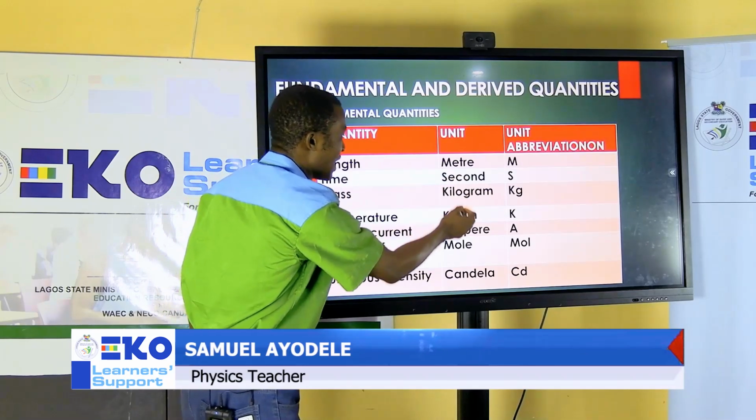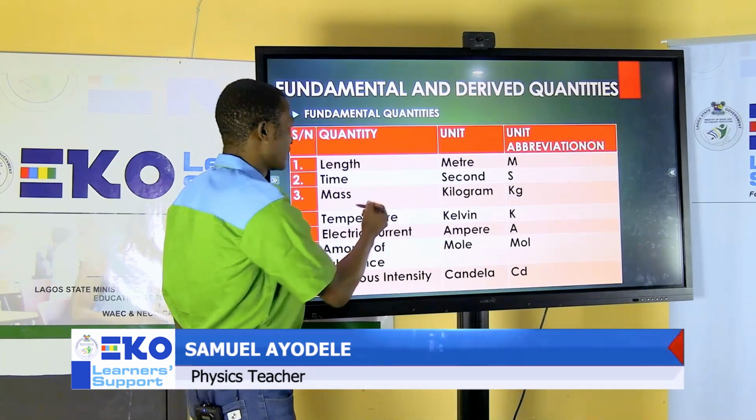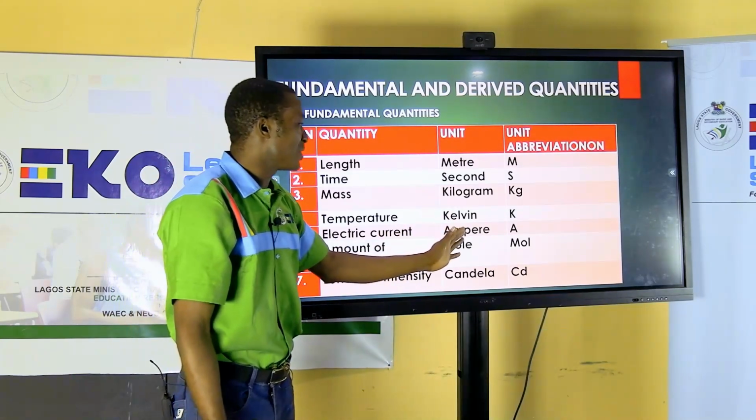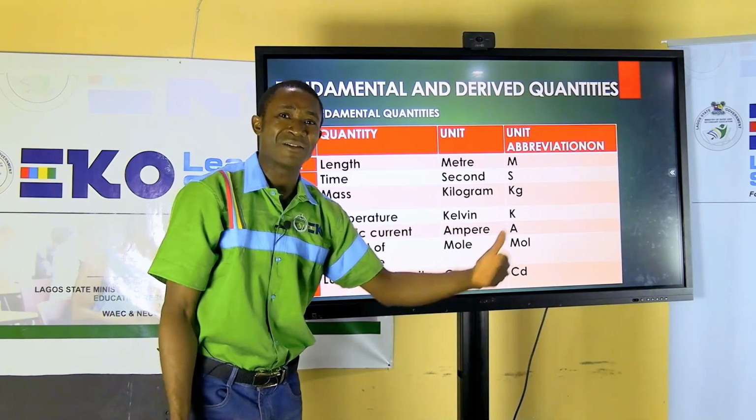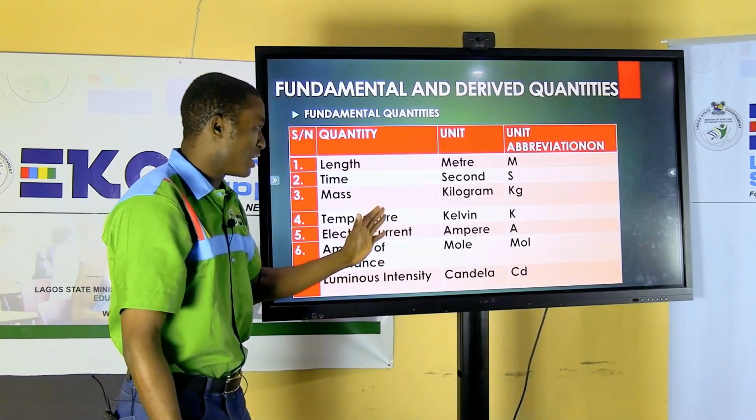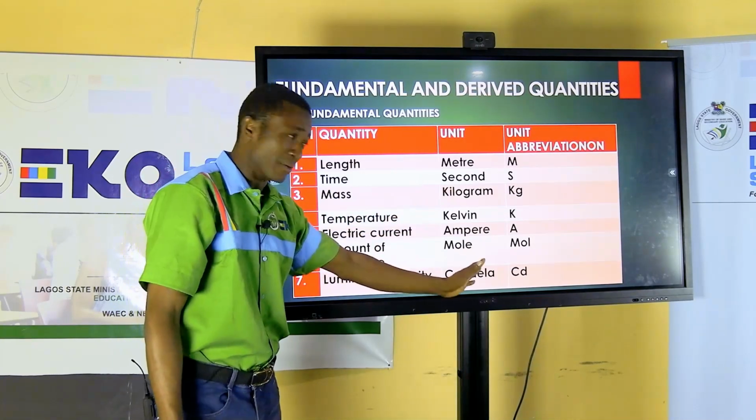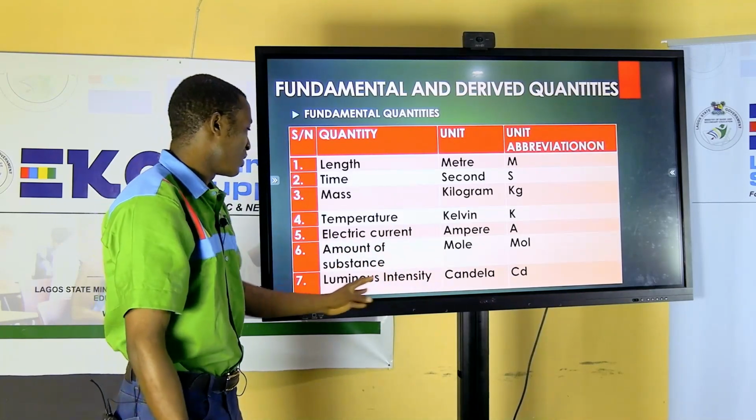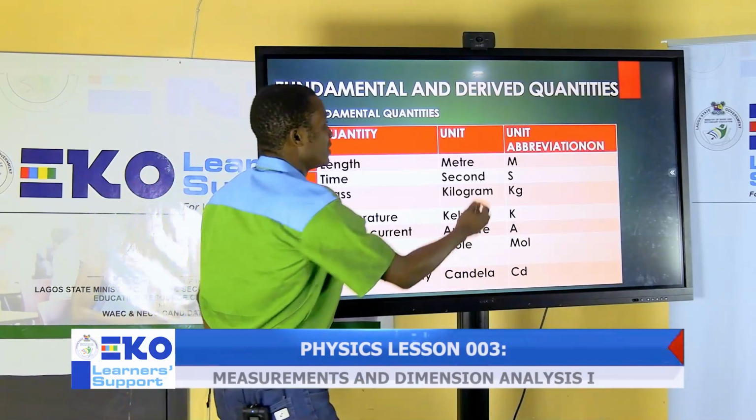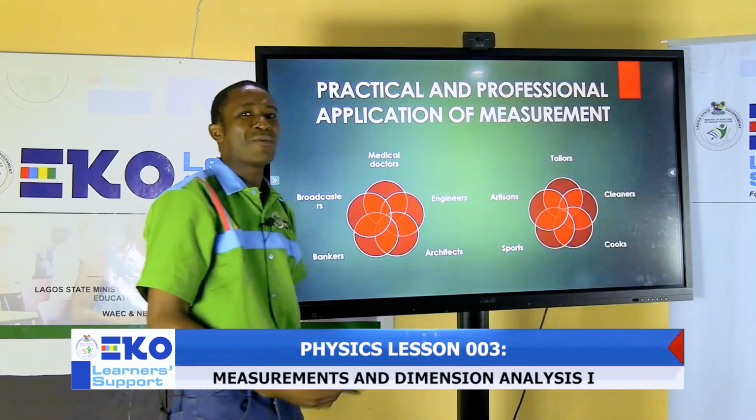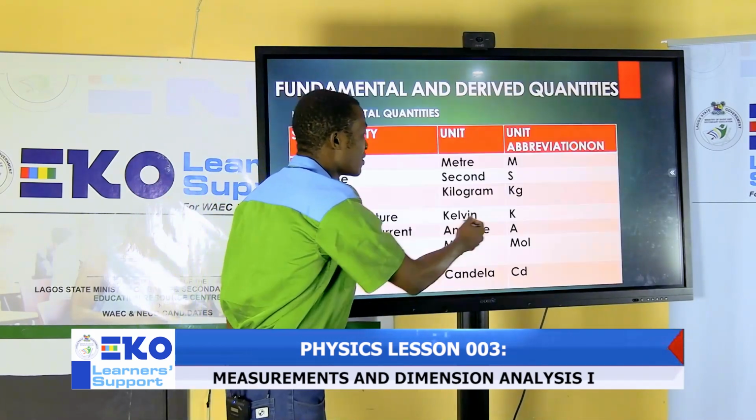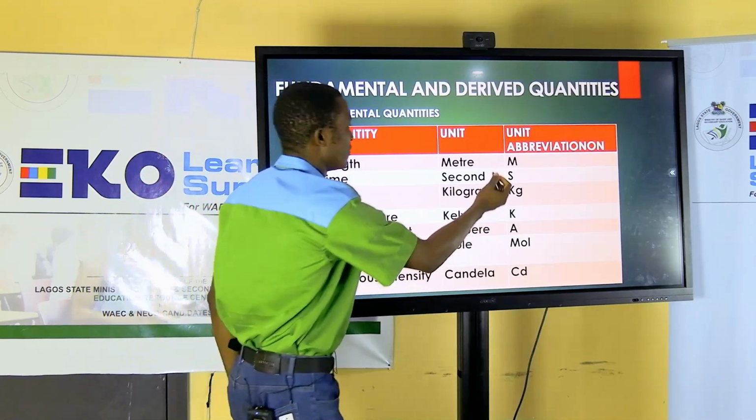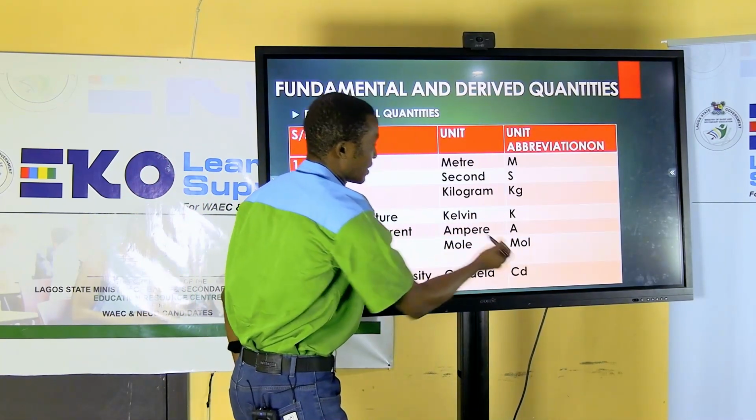Now, the SI unit of time is seconds. Mass is kilogram. Temperature, Kelvin. Also, temperature can be measured in degrees Celsius and in Fahrenheit. But majorly, the SI unit of temperature is Kelvin. Electric current, ampere. Amount of substance is mole. Luminous intensity is candela. So, most of the time when we are writing these units, we don't write everything. We use a particular letter. So, for meter, we use M, just like this, as you can see at this side.